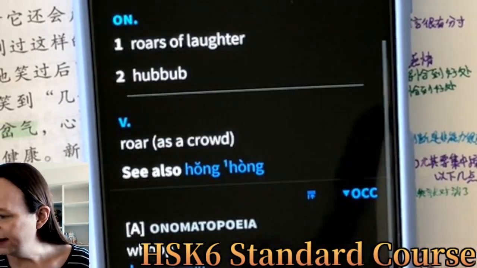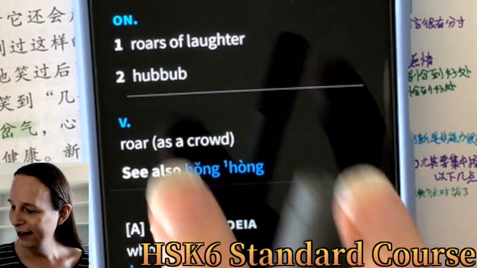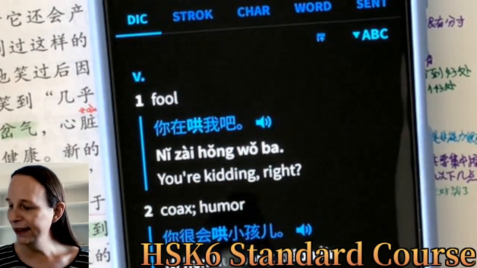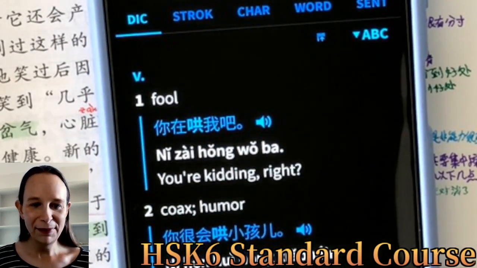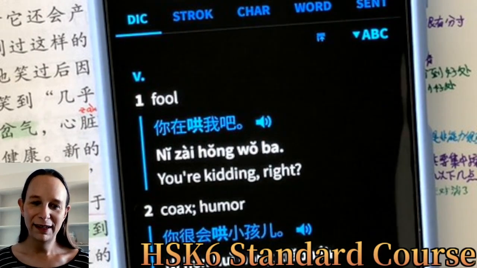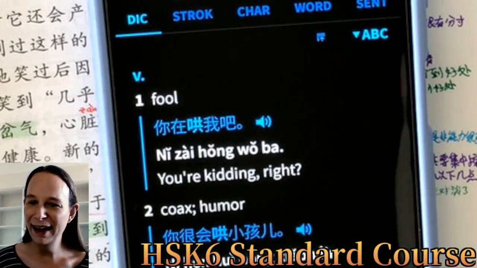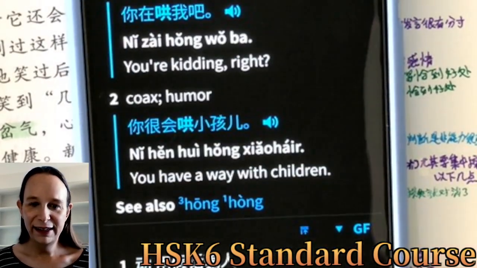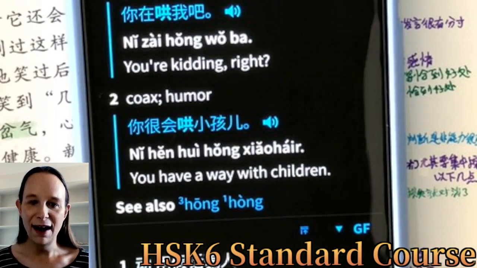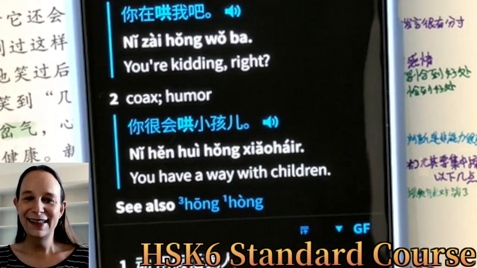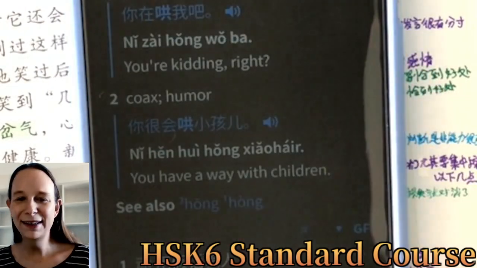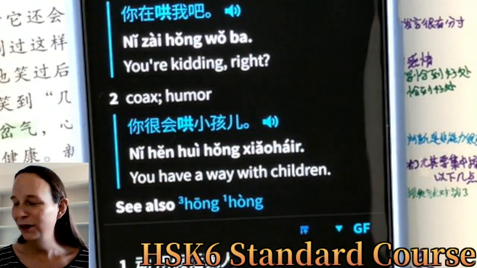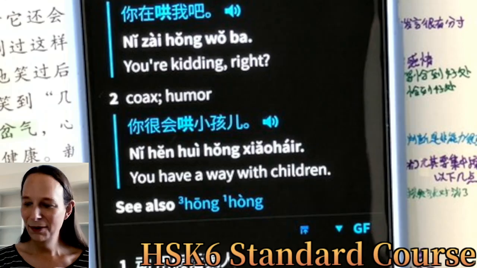All right. So that was the first tone one. There is a third tone one with the same character. Hong. 你在哄我吗？你在哄我吧？哄. It's like 骗, right? 你在骗我吗? You tricking me. 你很会哄小孩? So this is like, well, you coax them into doing something you want them to do. So maybe 哄 is like getting them to go to sleep.